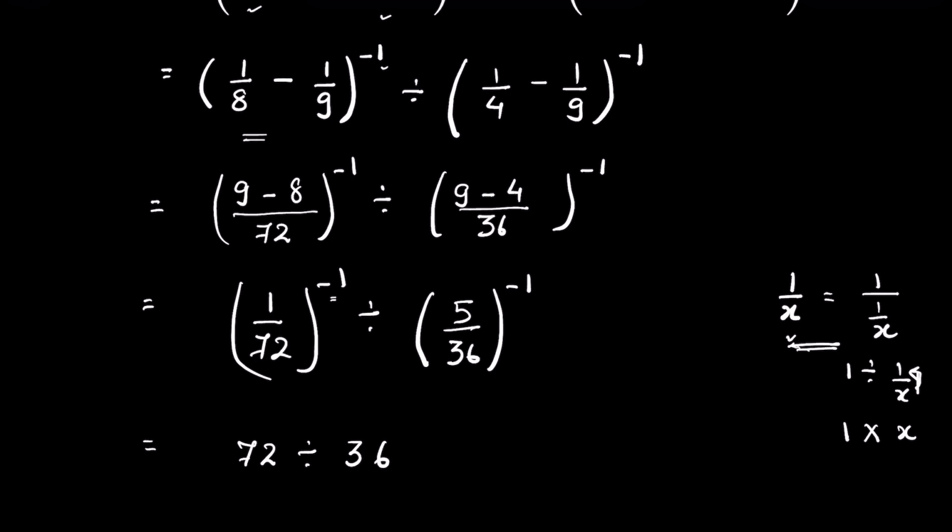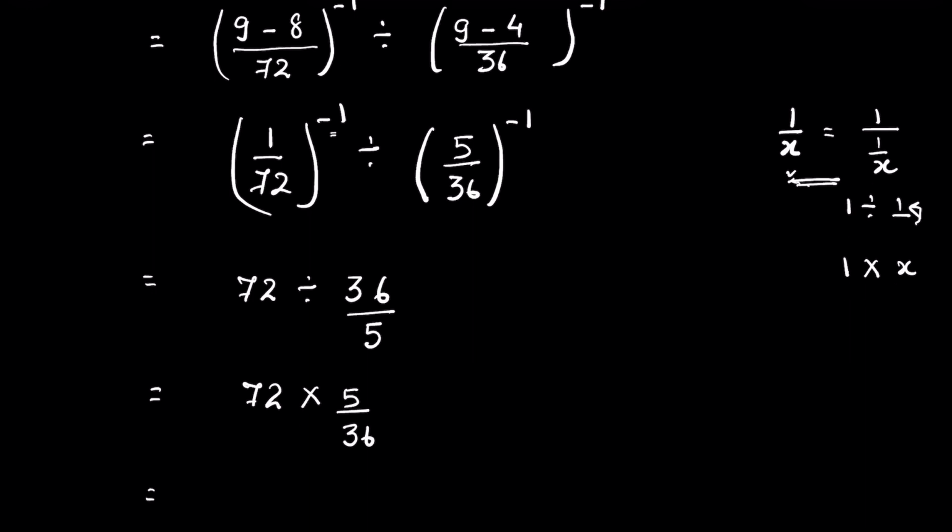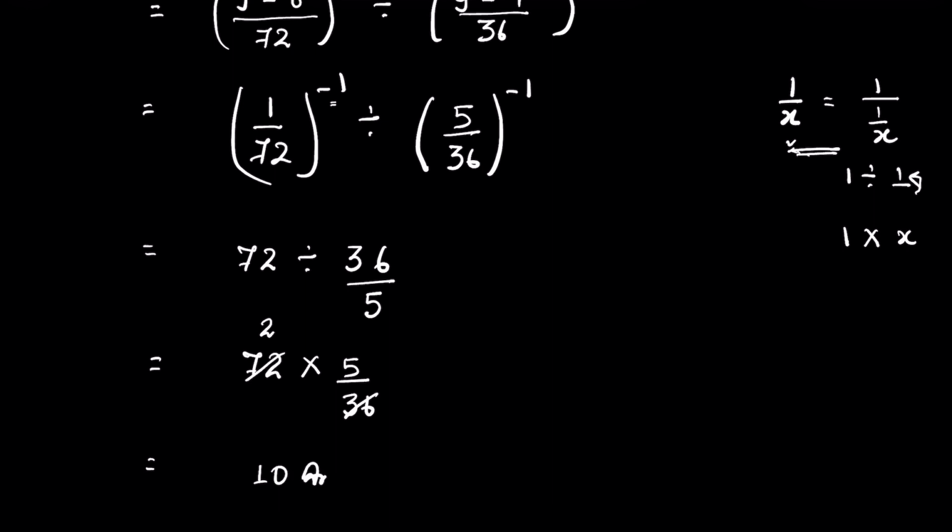Now we are left with this division, and likewise we did here, we converted division into multiplication. So 72 multiplied by 5 upon 36, we can divide 72 by 36. 2 times 36 is 72. Answer is 10. What is your answer?